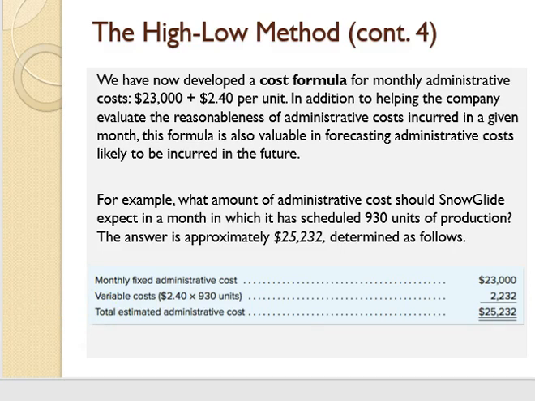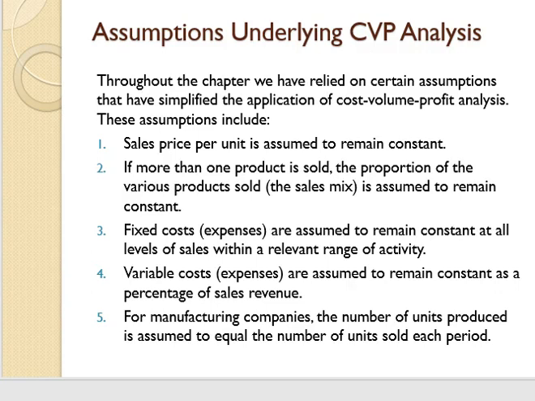And last thing is, what kind of assumptions do we have to comply with to use the break-even analysis? Like anything else, you need to have some limitations. We assume that the sales price will stay constant. If more than one product is sold, the proportion of the various products sold, the sales mix, will be the same. Fixed costs are assumed to remain constant at all levels of sale within a relevant range. Remember I told you that earlier, that 41st student, right? Variable costs are assumed to remain constant at a percentage of sales revenue. And for manufacturing companies, the number of units produced is assumed to equal the number of units sold each period. These are some of the underlying assumptions when you're doing a break-even analysis.